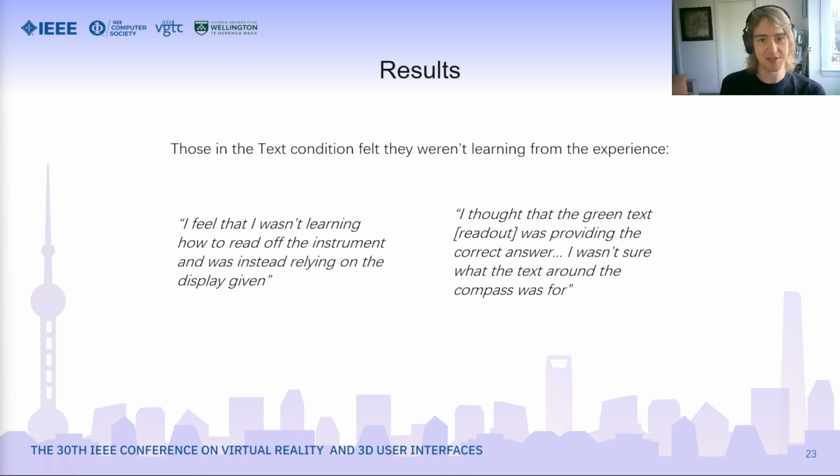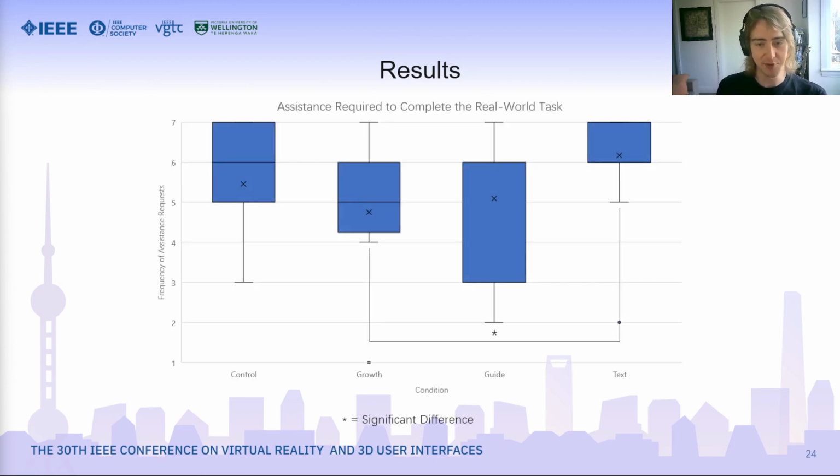And a lot of the participants in the text condition said this. They felt that they were just blindly relying on what was on the compass. They weren't trying to figure out how these values were obtained at all. They just assumed that was the right thing and carried on. Subsequently, people in the text condition, when they tried to replicate the task in the real world, required significantly more help than in some of the other conditions.